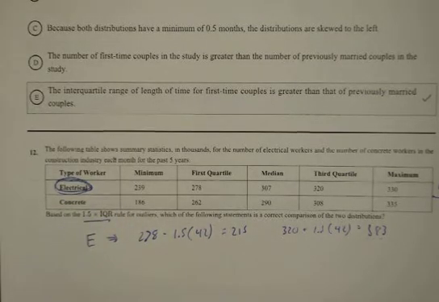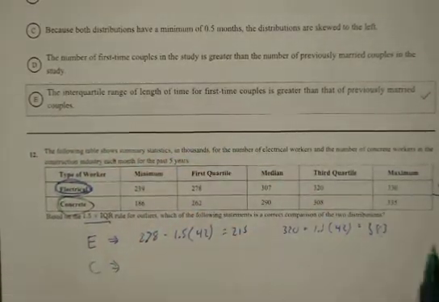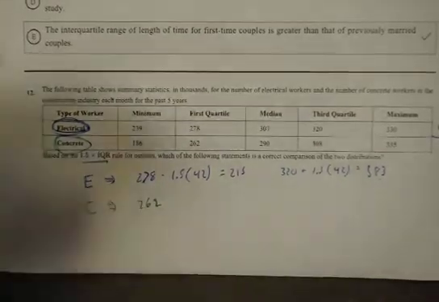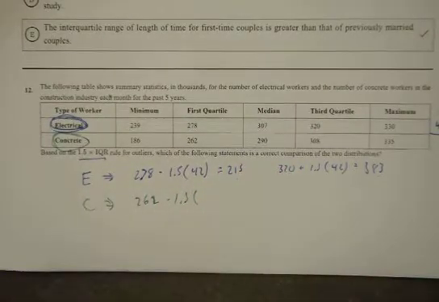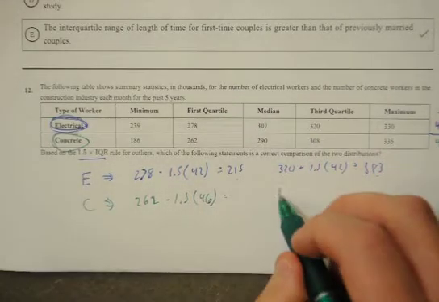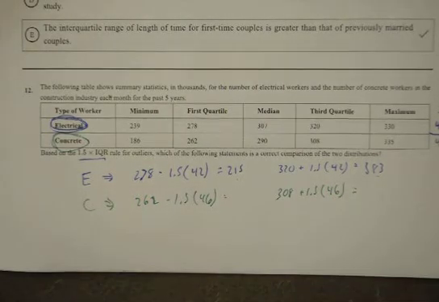Let's try concrete. You do the same calculation: 262 minus 1.5 times the interquartile range of 46 for that one. And then for this one, you do 308 plus 1.5 times 46. So 262 minus 1.5 times 46.